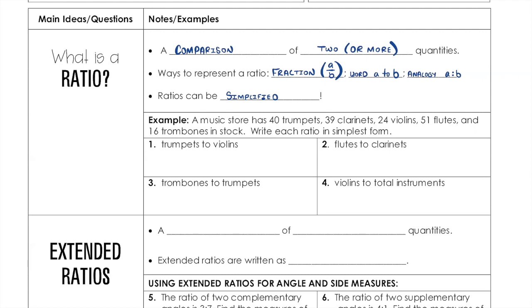Talk about ratios and proportions. So you're wondering to yourselves, what is a ratio? Wasn't actually, but go ahead. But now you are.